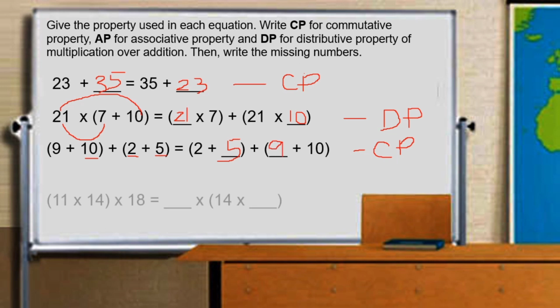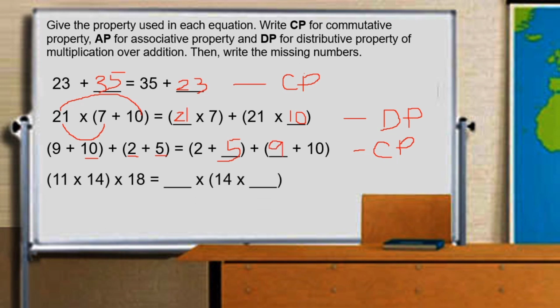Let's have the next one. We have, open and close parenthesis, 11 times 14 times 18 equals blank times, open and close parenthesis, 14 times blank. So, kung papansinin natin to, yung ating given, ano kayang property of operation ang ating given? Tama, ito ay associative property.